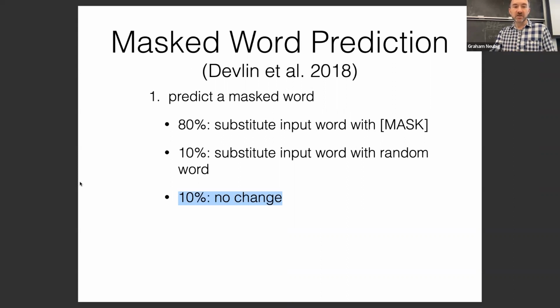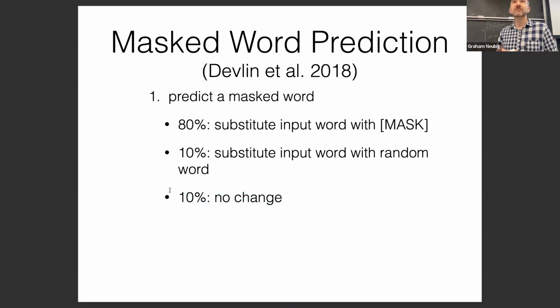I had another question. Does it act kind of like label smoothing? Yeah, maybe a little bit. You could view it as kind of 90% label smoothing, whereas normally we do 10% label smoothing or 5% label smoothing. But yeah, it's basically analogous, but not exactly the same.